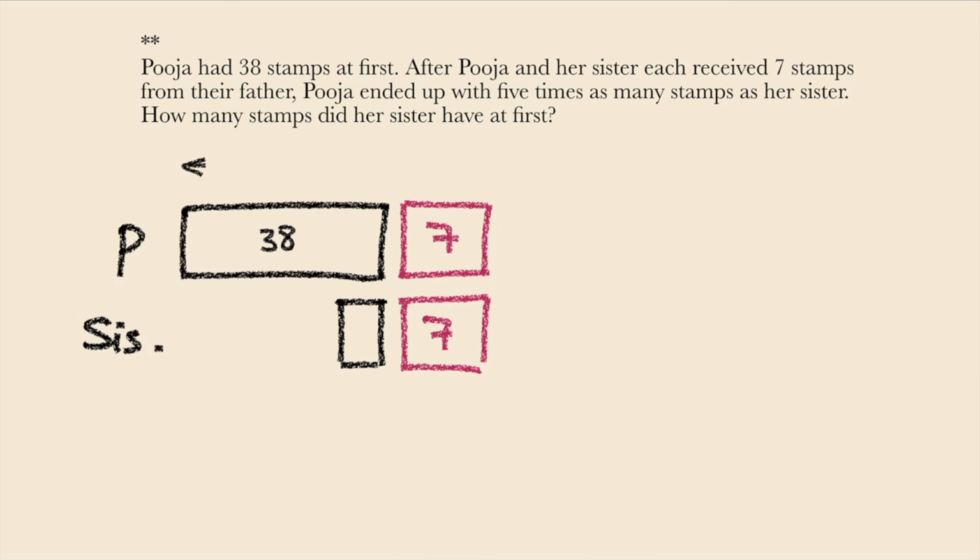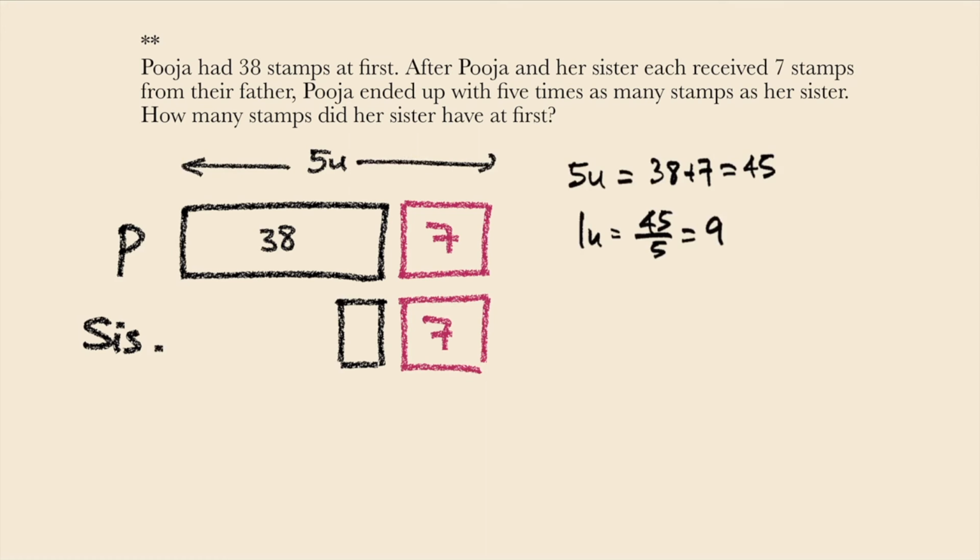Okay, then we are told 5 units and 1 unit. Now, this part here is 1 unit. Well, we can see right now that 5 units represent 38 plus 7, so that's 45, enabling us to find 1 unit, which is 9. So we can draw 1 unit below, and this is 9.